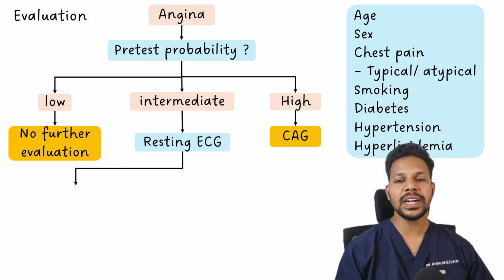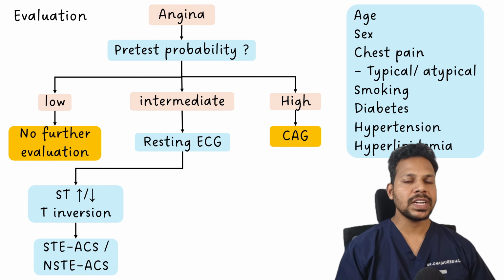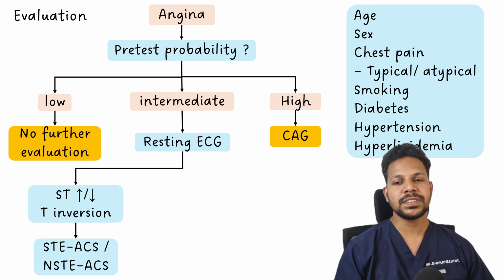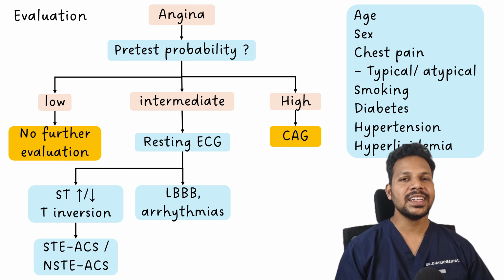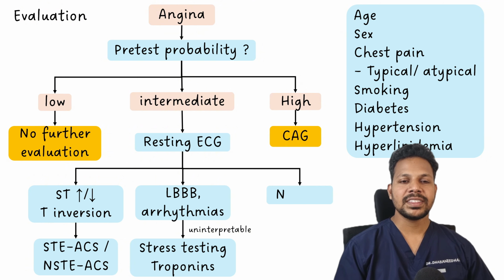Now, when you look at a resting ECG, see whether the patient is having any ST segment depression or elevation. If there is an ST segment elevation, it is obvious that the patient is having STEMI, and if there is any ST depression or T wave inversion, then it could be NSTEMI. So we'll go to the management of STEMI or NSTEMI. But if the resting ECG is showing any left bundle branch block or any other arrhythmias, then the assessment for infarction is not possible. So then you have to do stress testing. If the resting ECG is normal, then again for further evaluation, you need stress testing.